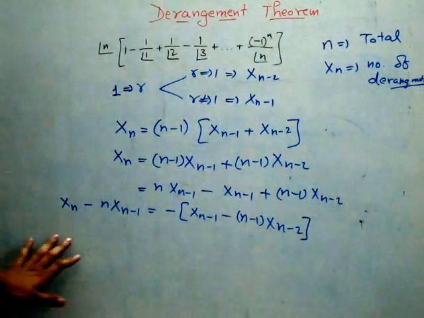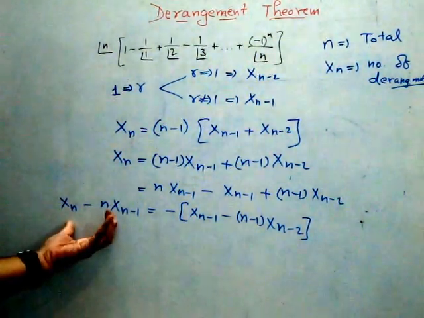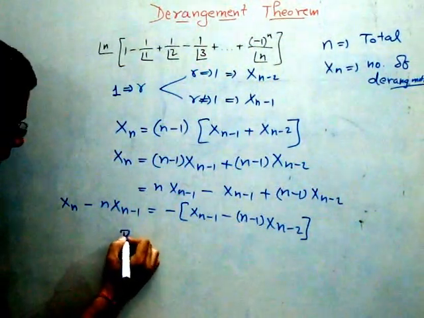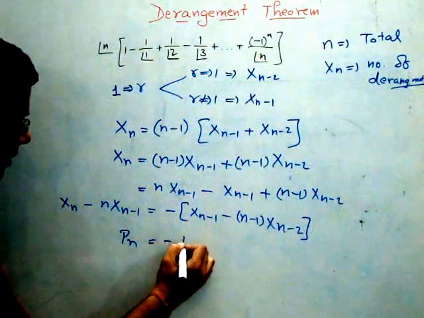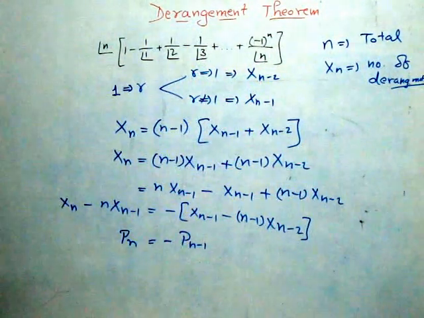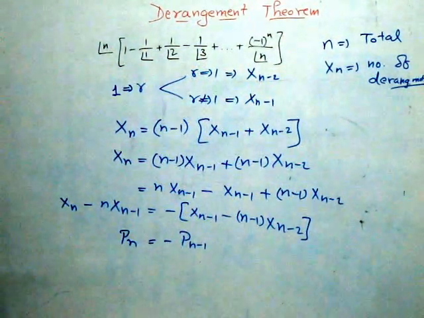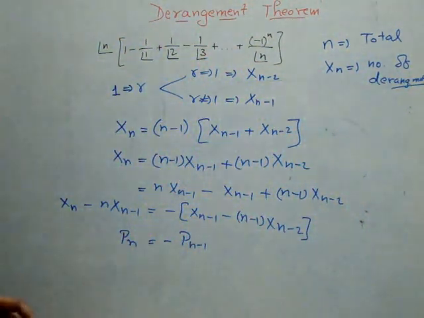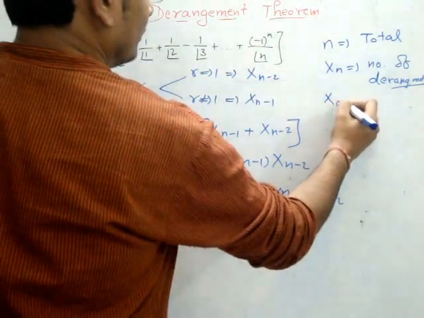So now, being clear here, what is this? Suppose this is Pn, then this will be P of n minus 1, right? Now, there is one more thing which we need to keep in mind, the value of x0.